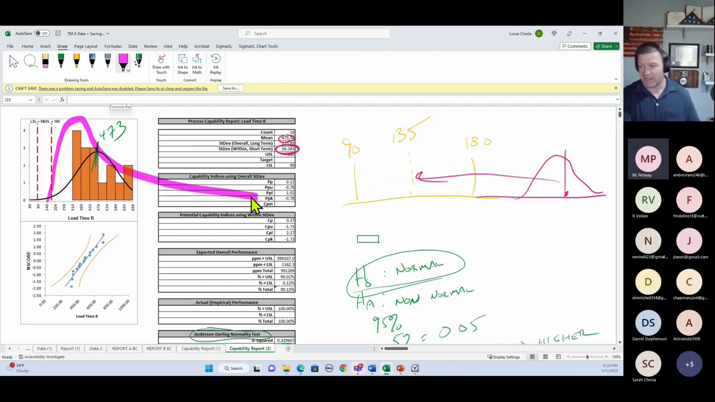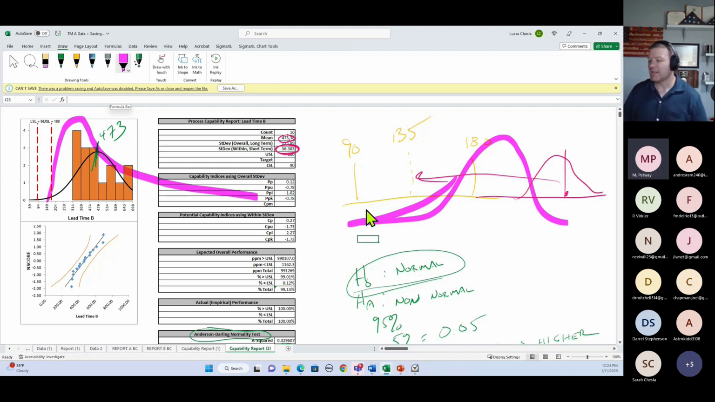And if it tails the other way, so if you would have seen it look like this, then you would have a left skew. Just think of the tail pointing to the right or left. But you can have skewed data. And if you have skewed data, don't sweat it. Does that mean that we can't do the test?